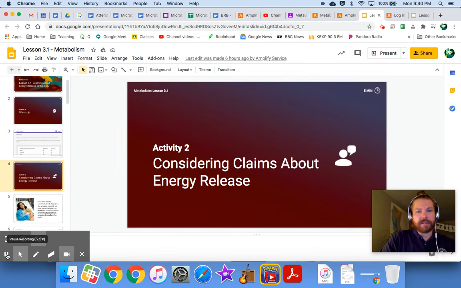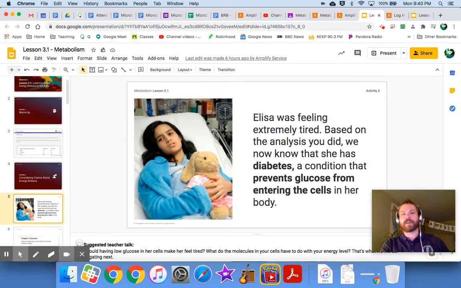Well, today, activity 2, considering claims about energy release. Here's the spoiler I was talking about. If you haven't already figured it out, Elise was feeling extremely tired. Why? Well, based on the analysis you did, we now know that she has diabetes, a condition that can prevent glucose from entering the cells in her body. So Elise's cells are not getting enough glucose. And for those of you that read about diabetes and studied a little bit about diabetes, we know that it could be that her body is not producing enough insulin, which is not allowing the glucose to enter her cells in the first place. So her cells are basically being starved of glucose.